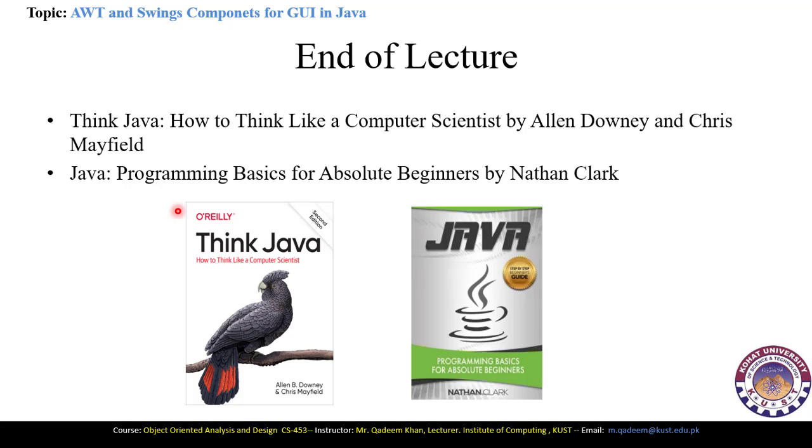So this is the end of the lectures. These are two very important and easy books for you. First book is Think Java, How to Think Like a Computer Scientist by Allen Downey and Chris. This is a very useful book and contains a large amount of examples. So you should study this book and do some practice. The other book is Java Programming Basics for Absolute Beginners by Nathan Clark. This is also a very good book.